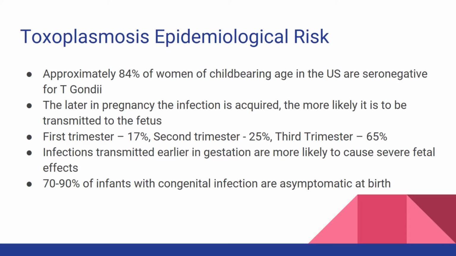Following that, it also depends on the trimester at which the woman is infected as to the severity of the disease. The likelihood of transmission to the fetus depends on the time: 17% within the first trimester, 25% during the second trimester, and 65% during the third trimester. Of note, 70 to 90% of infants with congenital infection are asymptomatic at birth.